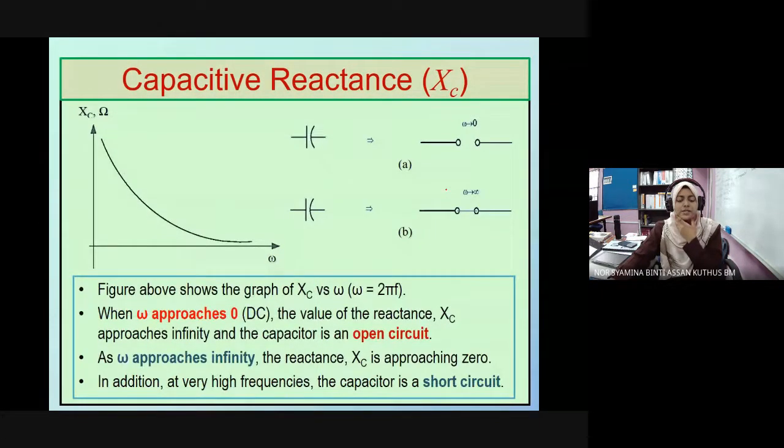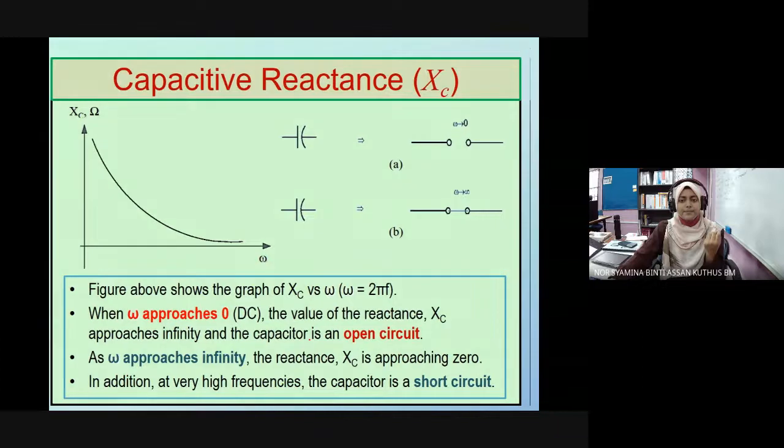So untuk capacitive reactance, when omega approaches 0, the value of the reactance XC approaches infinity, and the capacitor is an open circuit. As omega approaches infinity, the reactance approaches 0. In addition, at a very high frequency, apa akan berlaku? The capacitor is a short circuit.